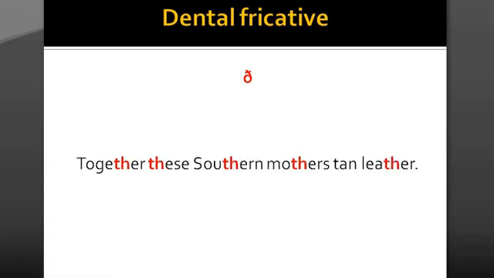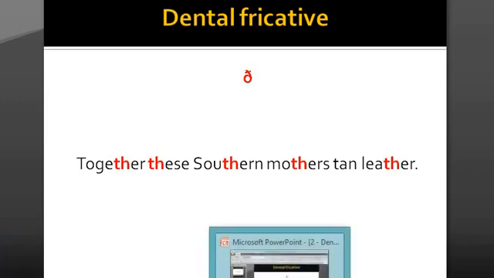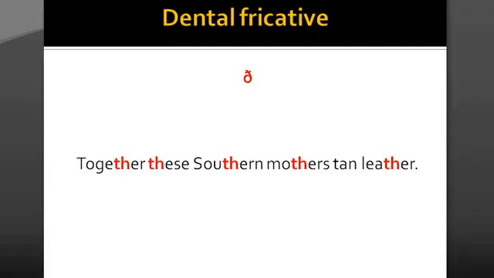So this sentence says, together these southern mothers tan leather. So mothers making leather. This is the voiced dental fricative. This is the sound that you hear in words like southern, northern, father, mother, brother. That voiced th sound. Okay. So let's give it a try. Again, tip of tongue between teeth. Add the vibration. All right. And repeat after me.